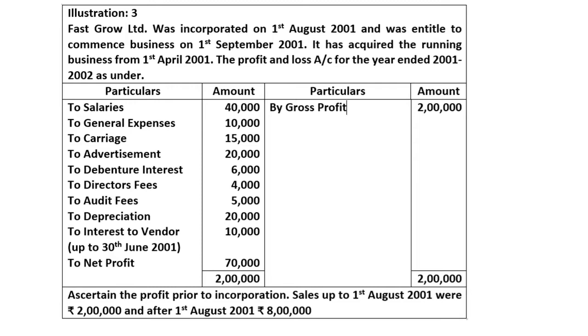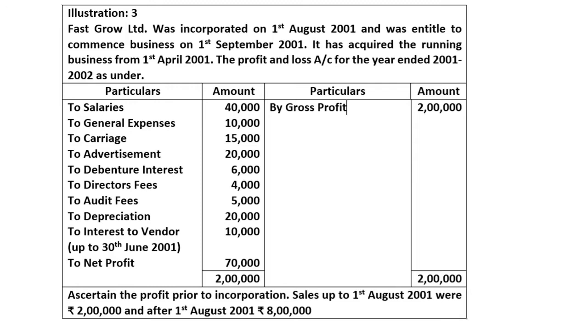31st March 2002. So particulars, we have salaries, general expenses, carriage, advertisement, debentures, director's fee, audit fee, depreciation, interest to vendor up to 30th June 2001. Very important date. Net profit, then gross profit we have. Ascertain the profit prior to incorporation. Sales up to 1st August 2001 were 2 lakhs, and after 1st August 2001 rupees 8 lakhs. So this information is given.